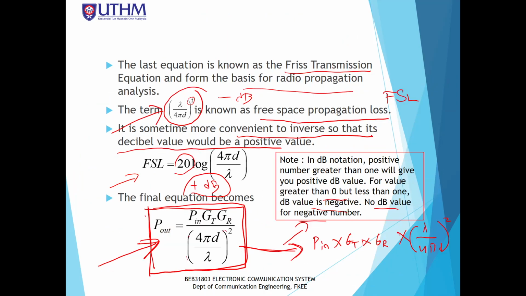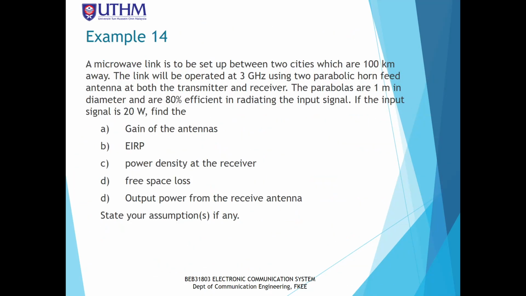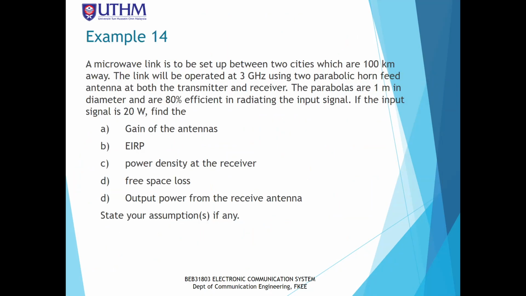I repeat again, P out becomes equal to PR if there are no losses in the line. If there are no losses, it is received directly by the receiver. For example, if the losses are only due to the FSL, that means the P out is directly received by the receiver. This is very important and it will come out in the final exam. So I will explain this example next week.